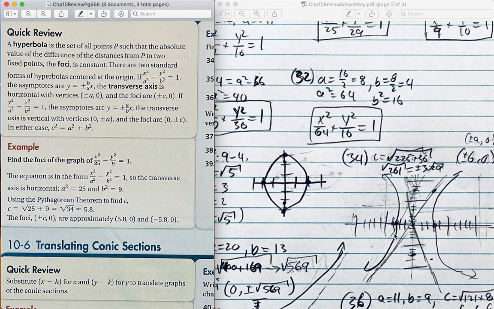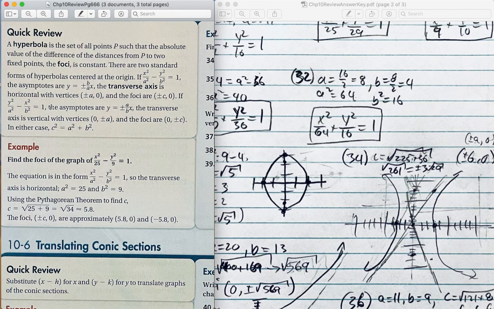For a vertical hyperbola, it's going to switch, and it's going to be y squared over a squared minus x squared over b squared equals 1. See the difference? With asymptotes plus or minus a over b as the slopes.